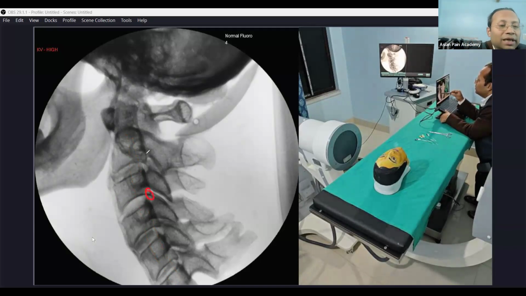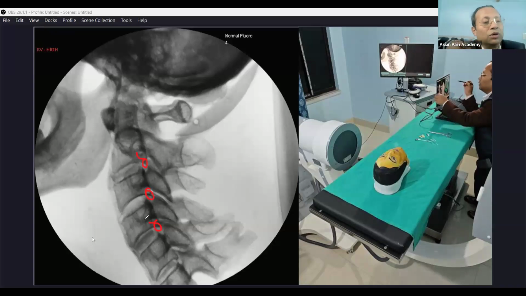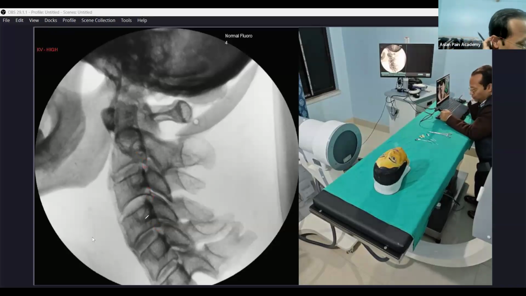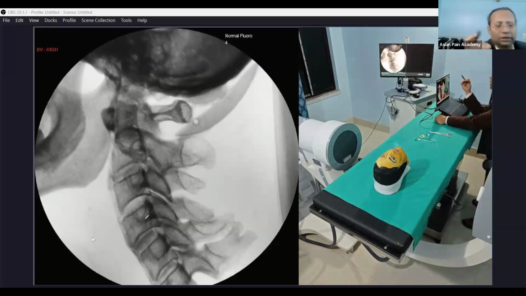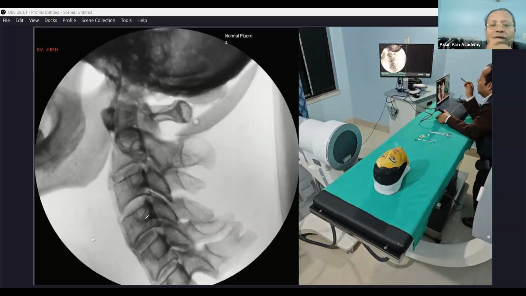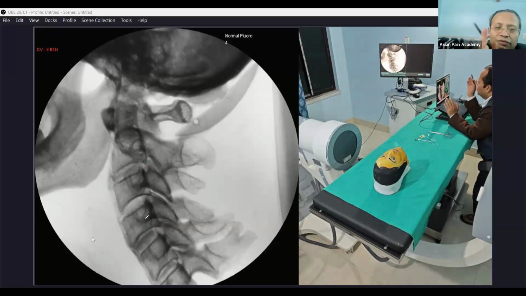The intervertebral foramen is here, in these areas, but we cannot see it here because this is a lateral view. If we use a foraminal view, only then will we be able to see the foramen clearly. Different views are used for different procedures.